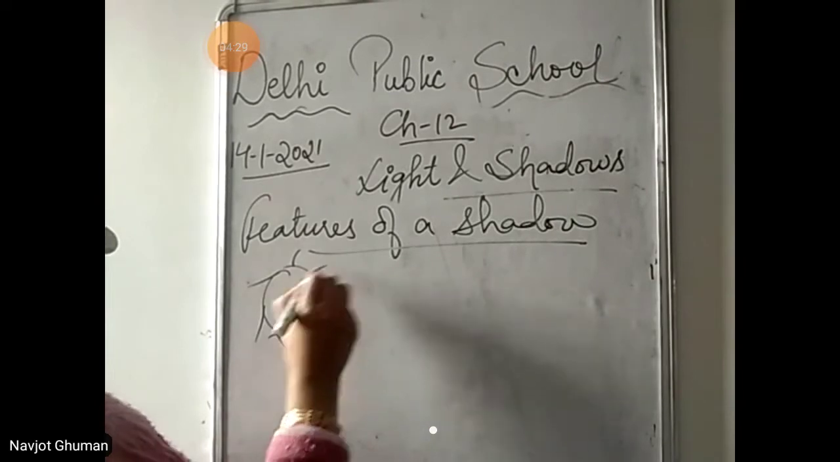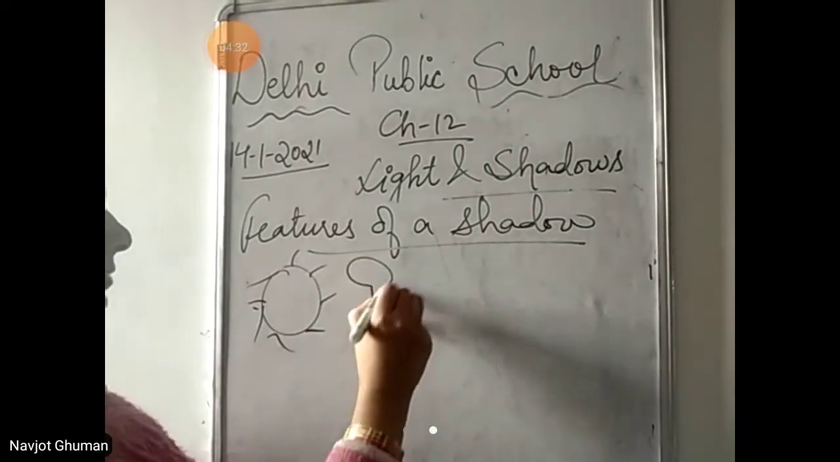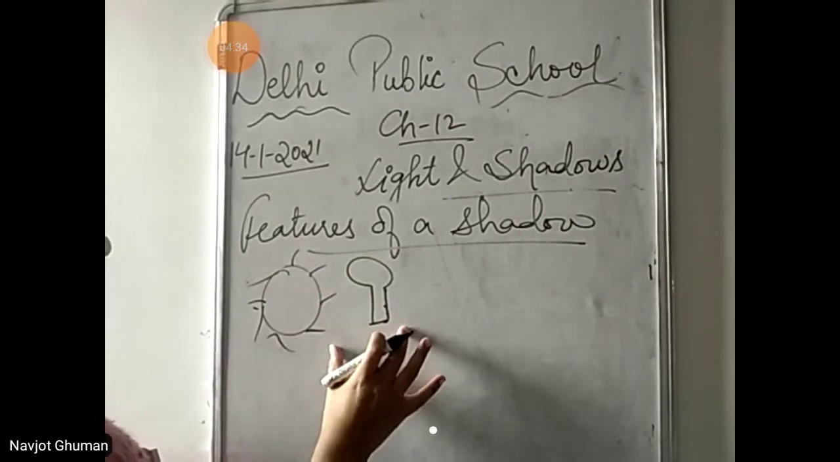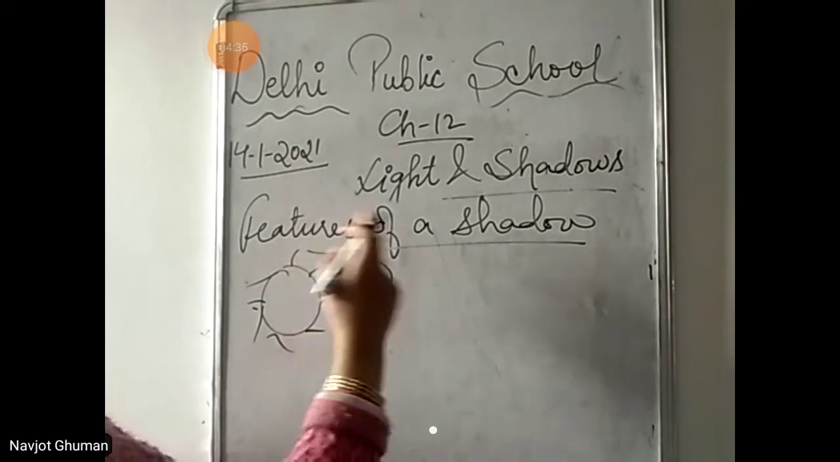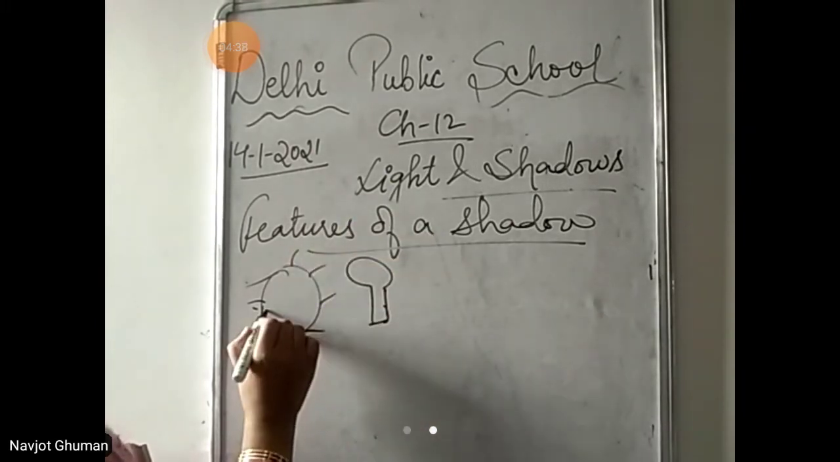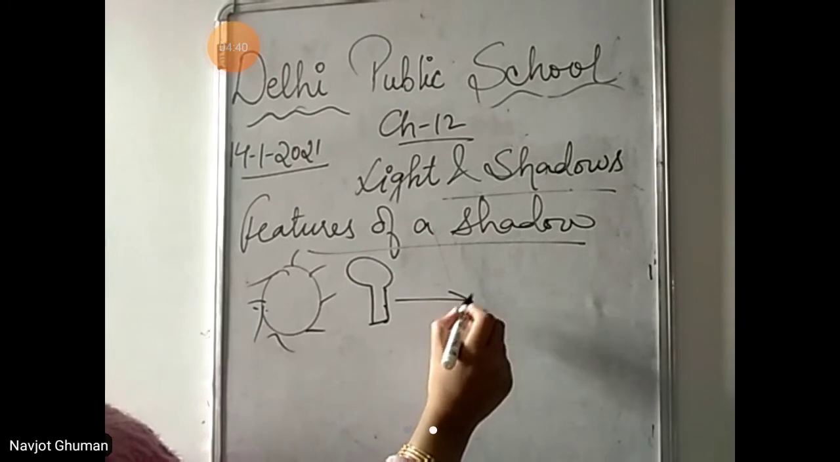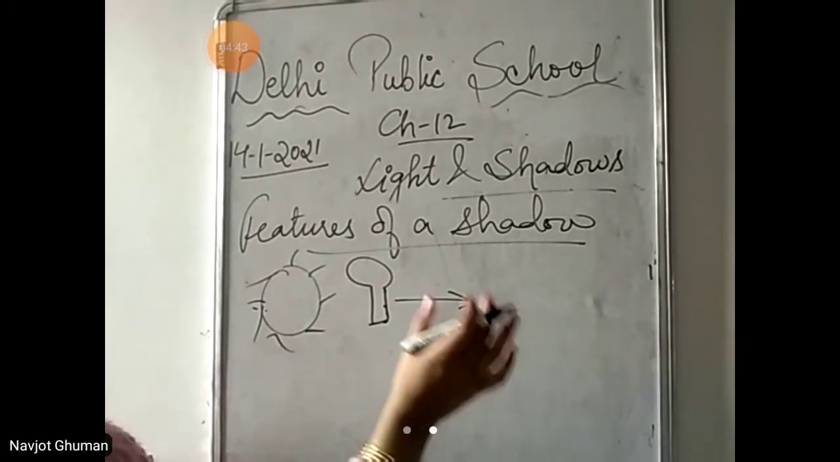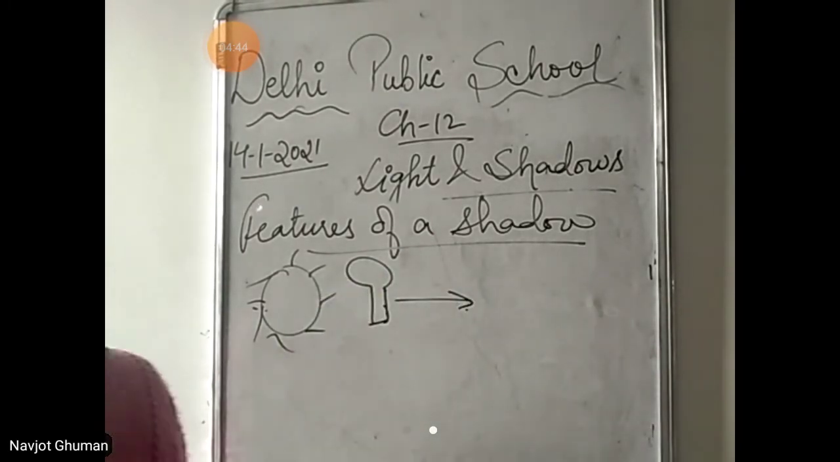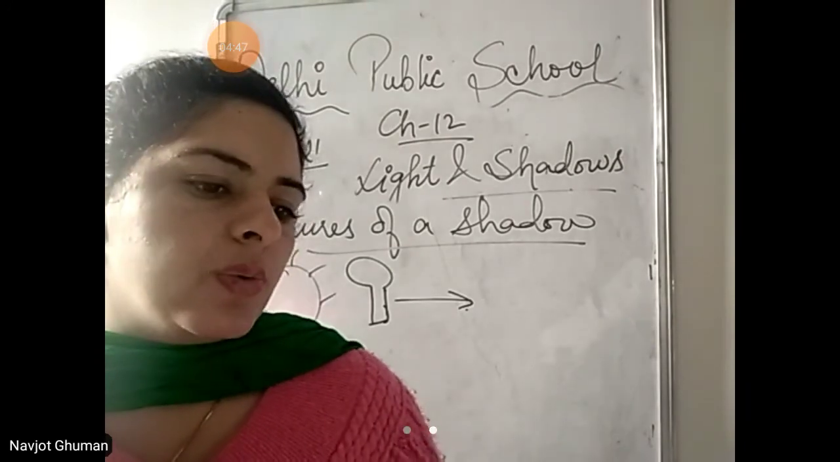This is the light source. Suppose here some object is lying, then the shadow will always be formed on the opposite side of the light source. On this side is the light source, so on which side will the shadow be formed? On this side, on the opposite side of the light source. So this is the first feature of the shadow.